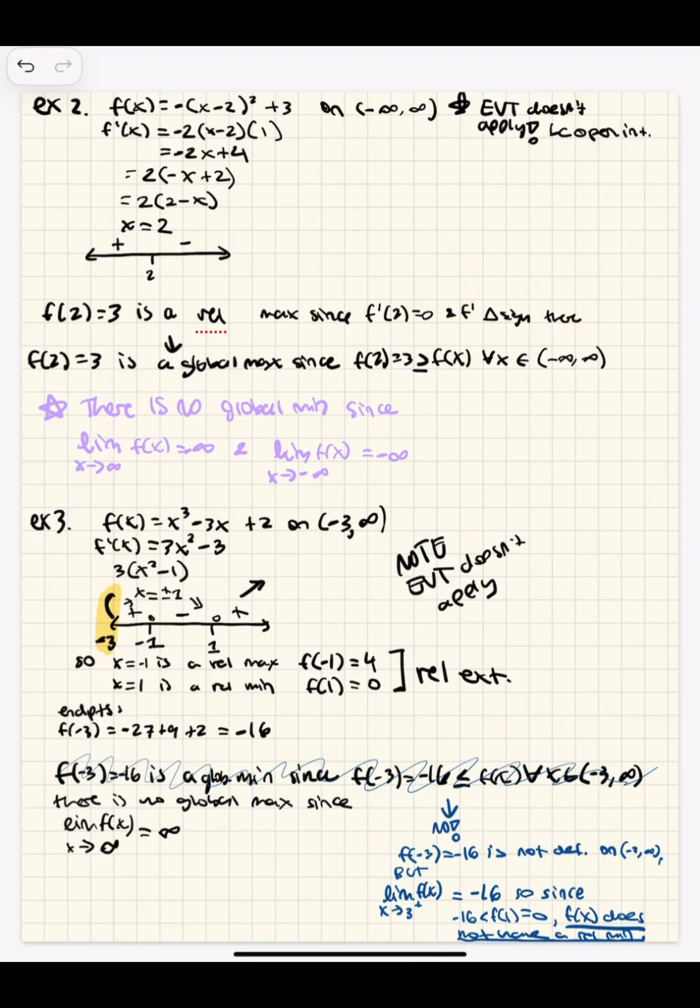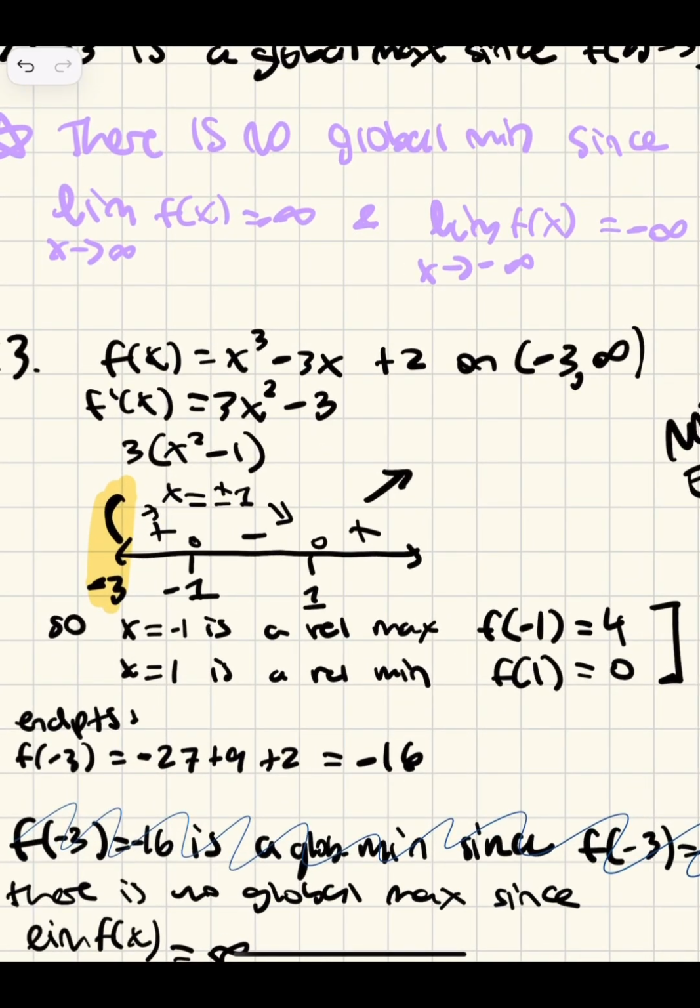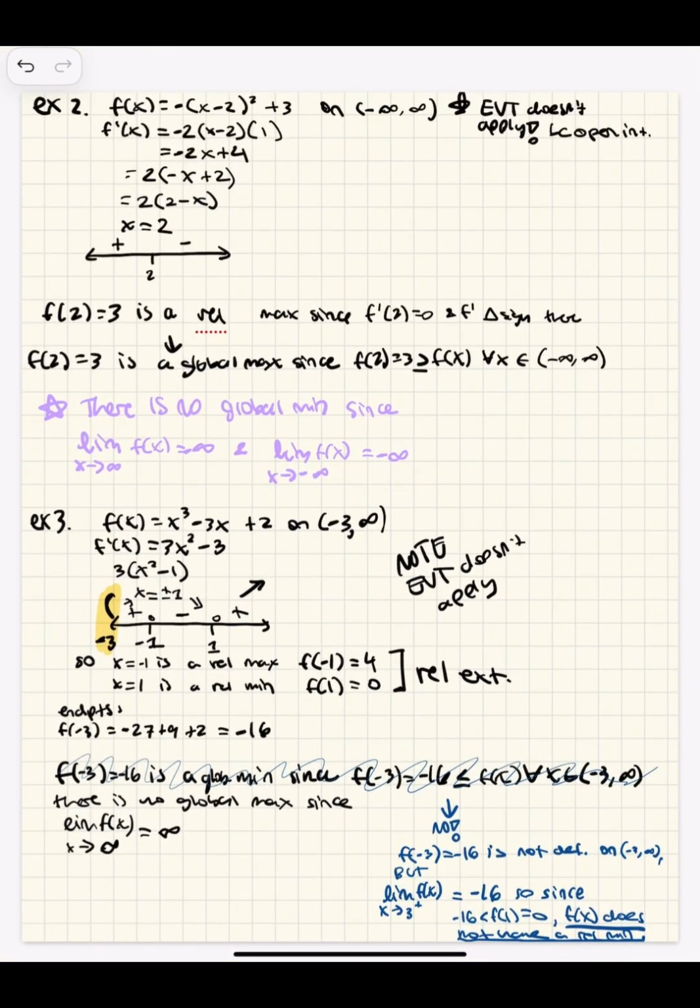Down to the next example, it's a similar idea: f(x) = x cubed minus 6 plus 2 on negative 3 to infinity. Note that EVT does not apply. So you do the same thing, plug in your values, and you get your relative extrema and your endpoints. But here's where I actually made a mistake. First, let's do the part that I was worried about, which is down here.